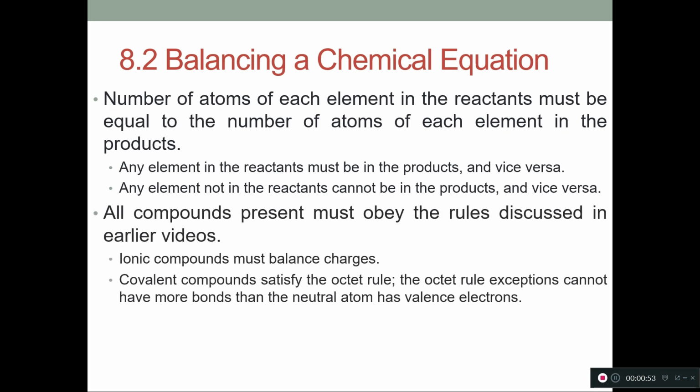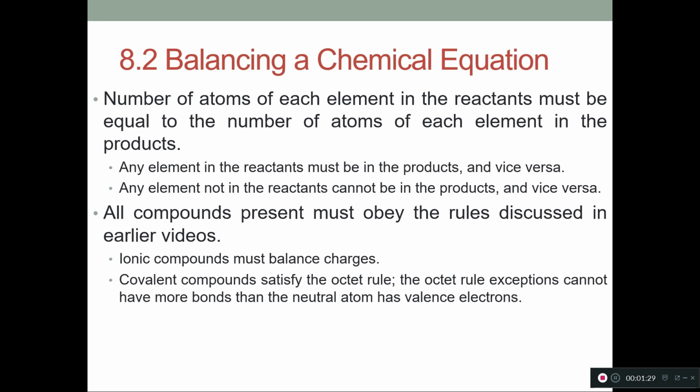And all compounds present must obey the rules discussed in earlier videos. So for instance, ionic compounds must balance the charges. That means if we have something like magnesium chloride, it has to be MgCl2. It can't be MgCl3 or MgCl or anything like that. So we have to use the rules for balancing charges on ionic compounds.